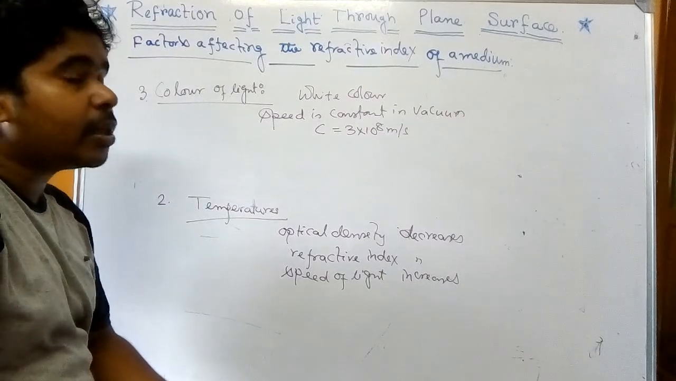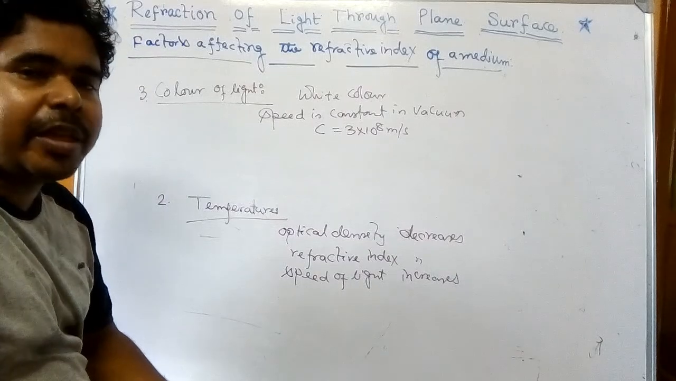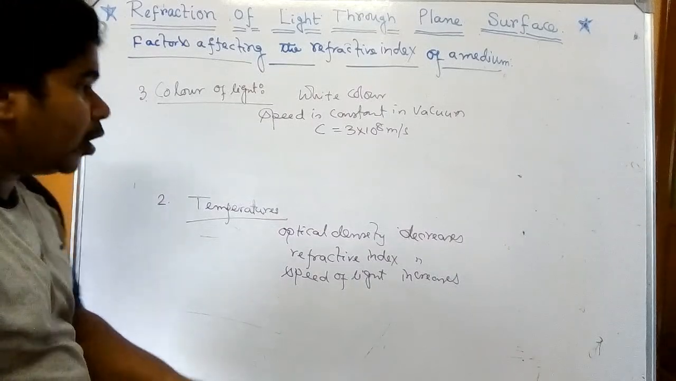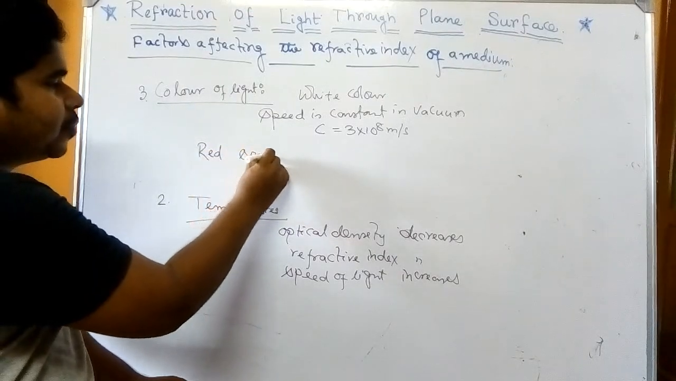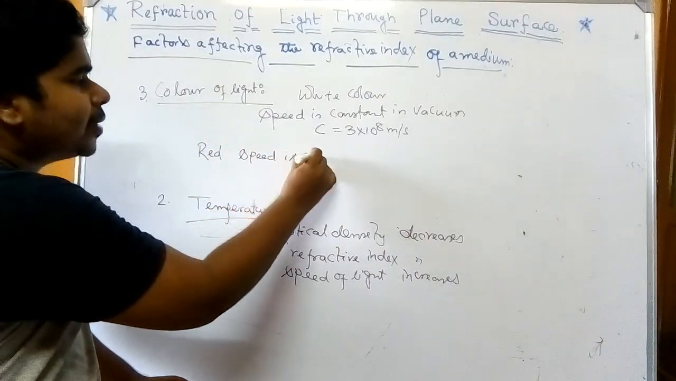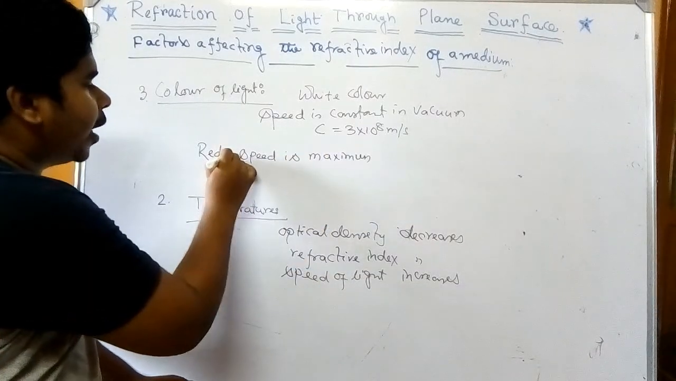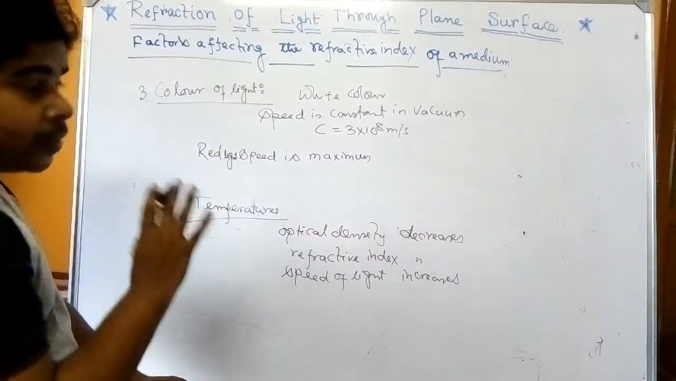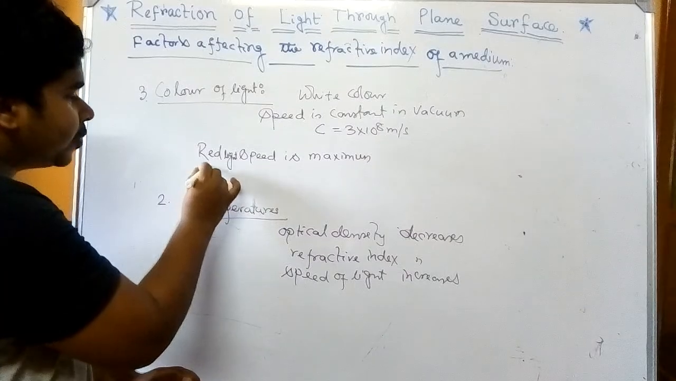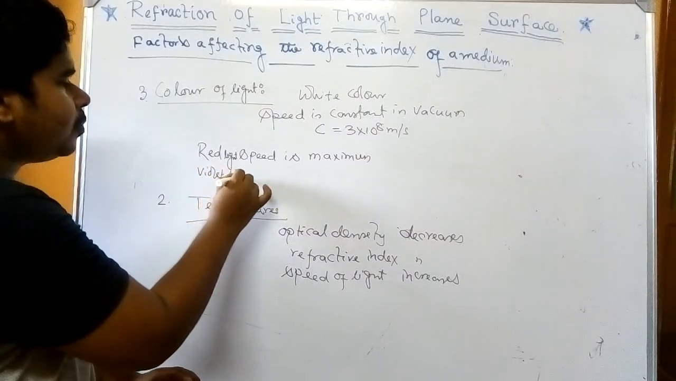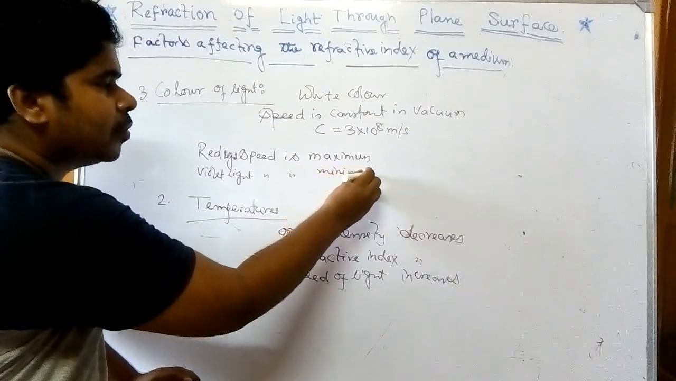But when light travels from one medium to another medium, the speed changes. We know that for red light, the speed is maximum. In the opposite way, for violet, the speed is minimum.